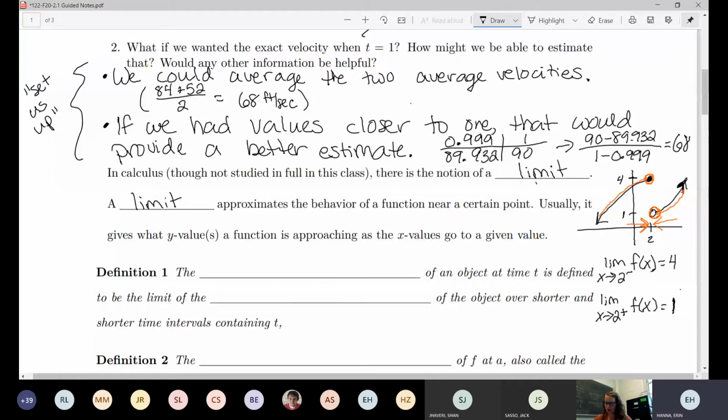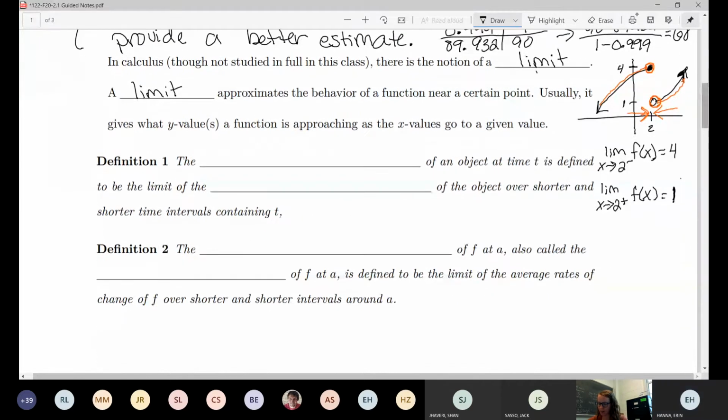So these definitions that we want down here. Why can't this go away? I need it to go away. It's not going away. Anyway, I'll be okay. The instantaneous rate of the instantaneous velocity.